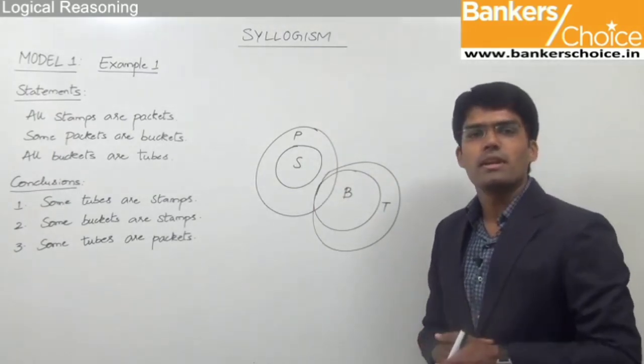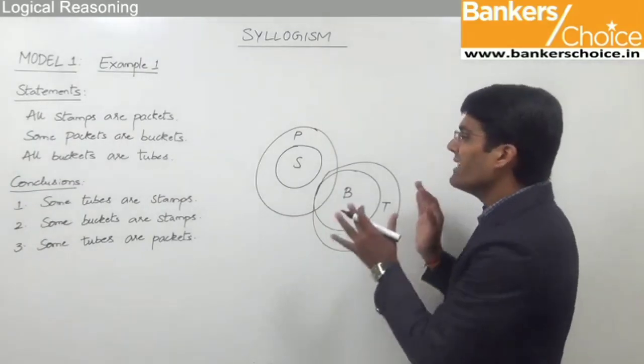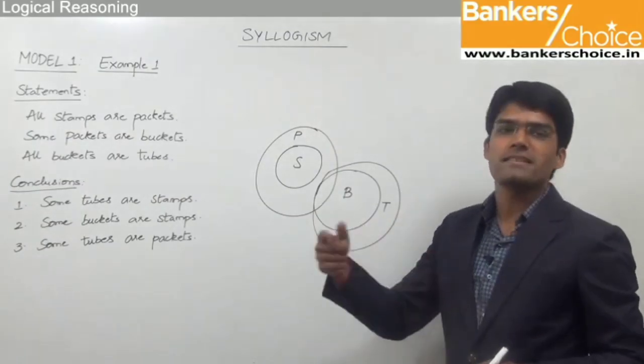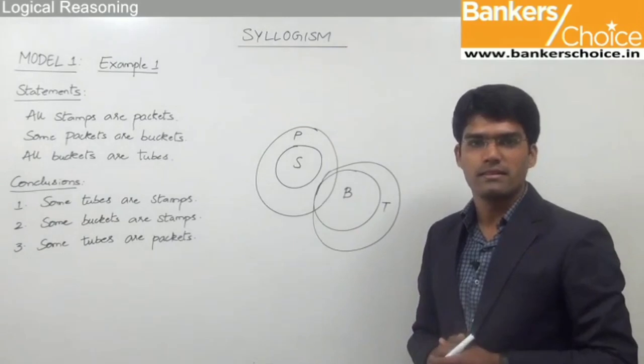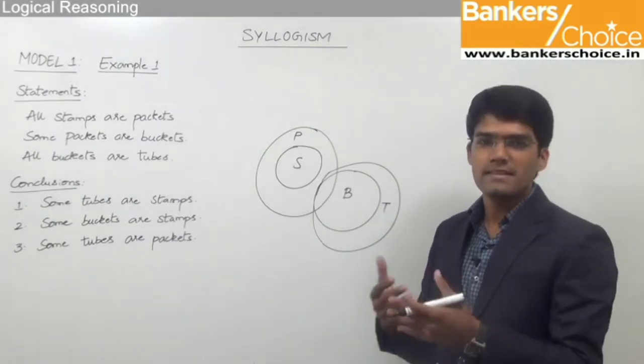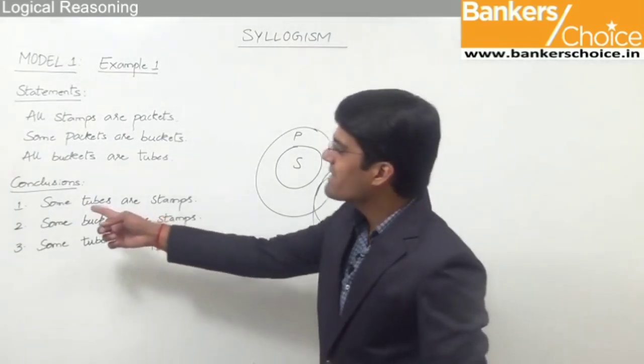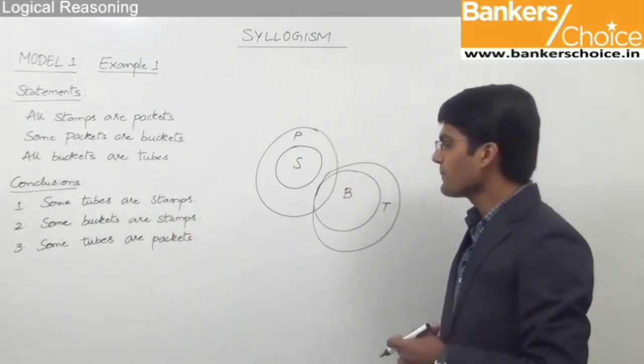One important point to be noted here is that to find out whether the given conclusions are true or false, not only the basic diagram but also the various other possible diagrams have to be considered. But in the beginning, we always go with the basic diagram. And if there is a need, then we can think of the various other diagrams. Now the first conclusion here is some tubes are stamps.